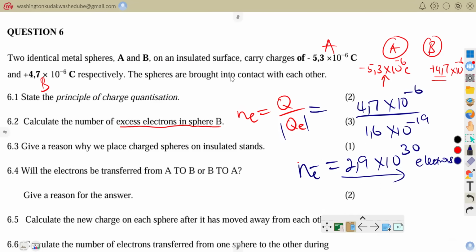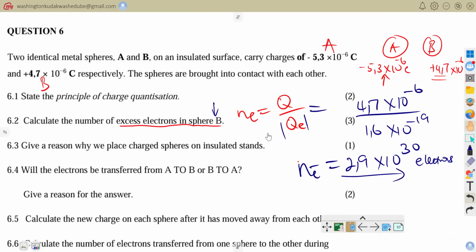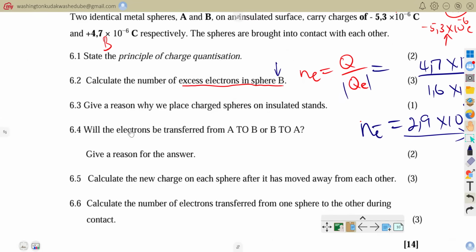However, because of this confusion about excess electrons, if you had used this one divided by the number of electrons, I'm sure they would have marked you correctly. But let's take note that the number of electrons is given by the charge that you are given, which is of B, divided by the charge of each electron. That is how you calculate the number of excess electrons.